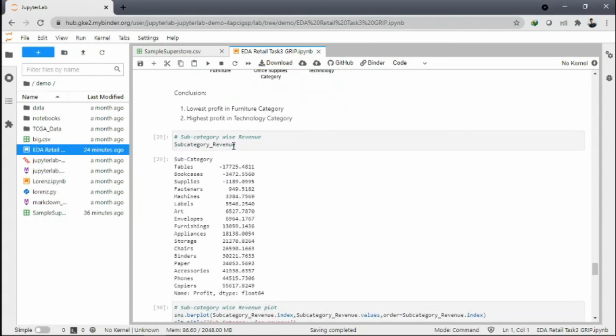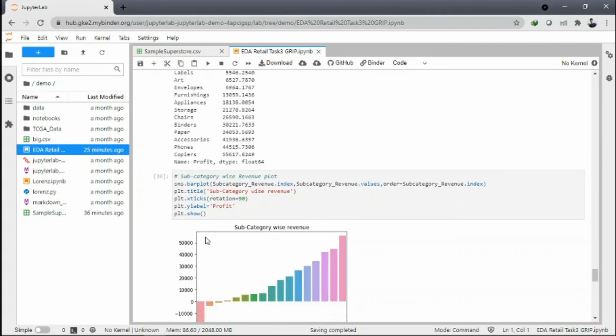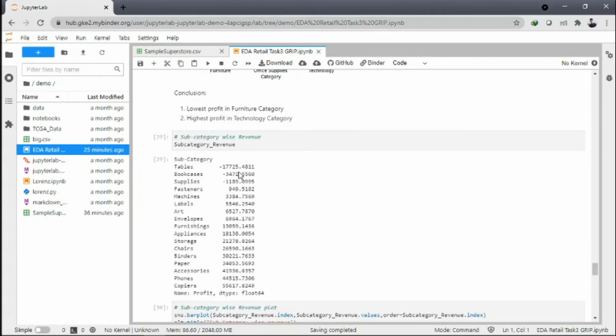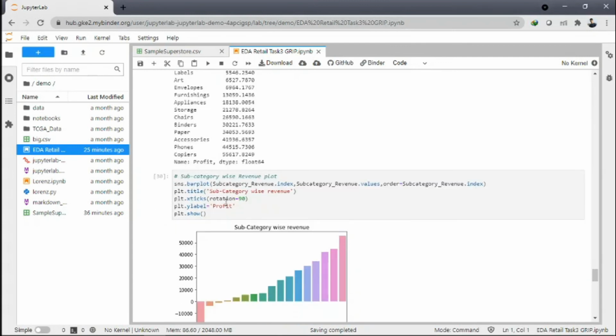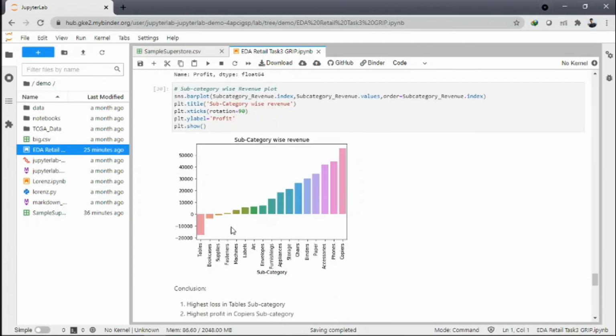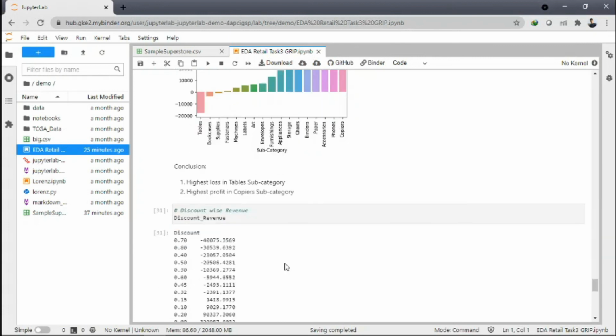Now we can see the subcategory-wise revenue. So we have tables, bookcases, supplies, fasteners, and so on. We can say the least profit, or we should say the highest loss, is for tables, and the highest profit is for copiers. So here we are plotting the graph. Here we can see the same thing. So the conclusion would be highest loss in the tables subcategory and highest profit in the copiers subcategory.